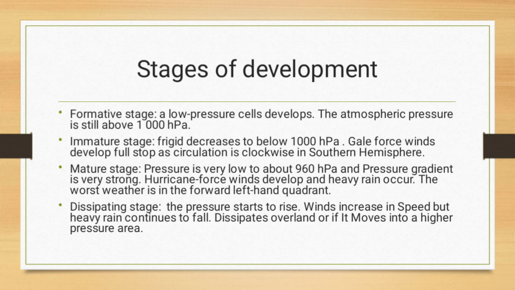So the tropical cyclone starts at the ocean. So it starts to circulate at the ocean, then moves to the land. So when it moves to the land, that's where it reaches the dissipating stage, whereby the pressure is going to start to rise, the wind increases in speed, and the heavy rains continue to fall. So it dissipates overland, or it moves into a higher pressure area. So when they move to the land, the pressure at the land is very high. Right, moving forward.